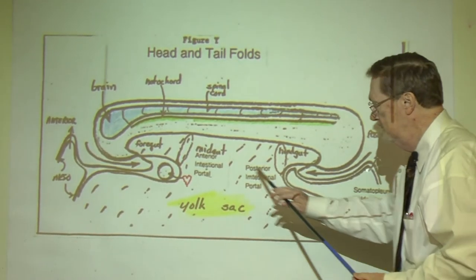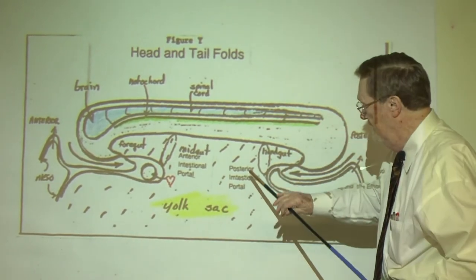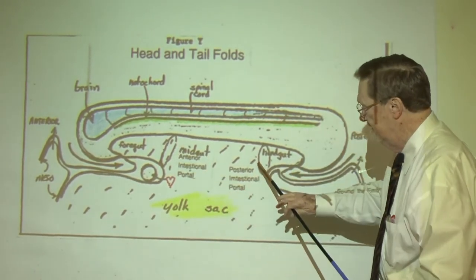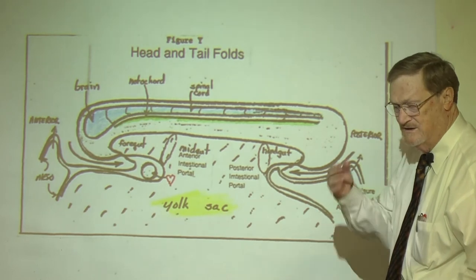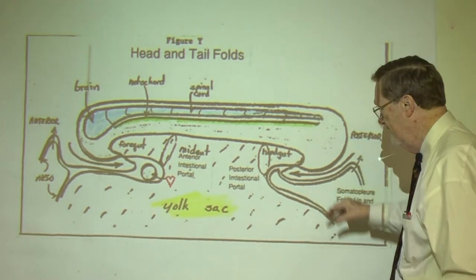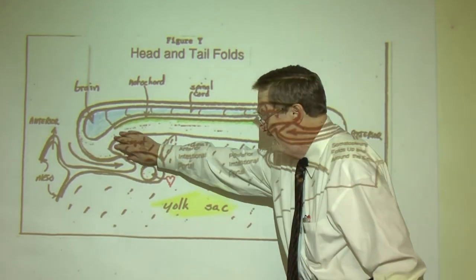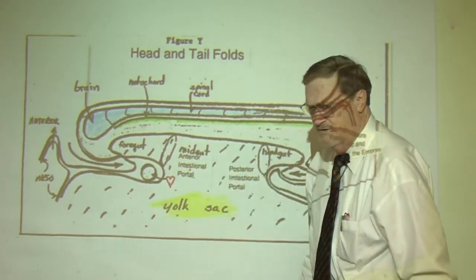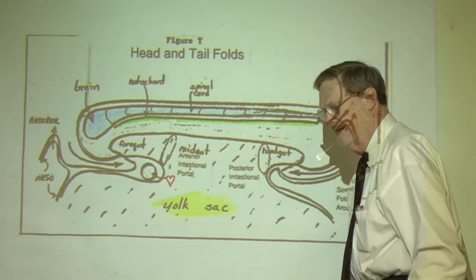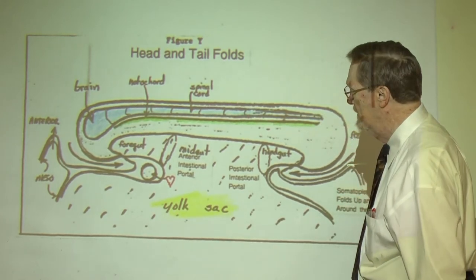With a yolk all underneath here. There's a midgut that's not really a gut at all. It's just where the gut will form in the middle. And then there's a hindgut back here and a foregut up there. Here's the heart. You can see what has been going on all along.